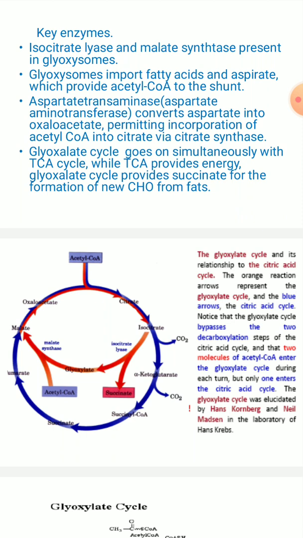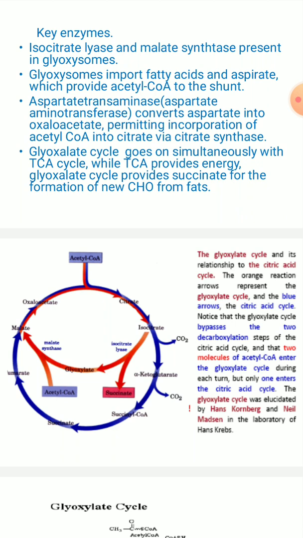Here is the glyoxylate cycle and its relationship with the citric acid cycle, showing how it manages the energy reactions. The arrows represent the glyoxylate cycle, and the blue arrows are the citric acid cycle. Notice that the glyoxylate cycle bypasses the two decarboxylation steps of the citric acid cycle. Two molecules of acetyl-CoA enter the glyoxylate cycle, but during each turn only one enters the citric acid cycle.